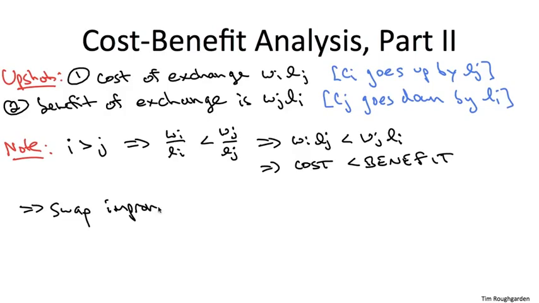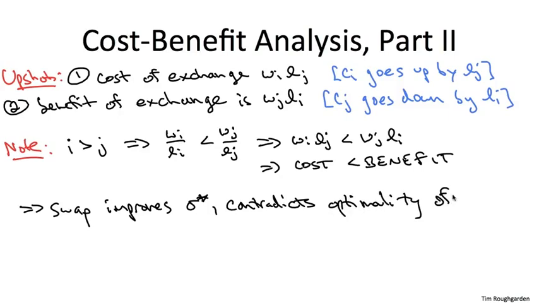So what does it mean that the benefit of the swap outweighs the cost? It means that if we take sigma star, this purportedly optimal solution, and we invert the jobs i and j, we get a schedule with an even better weighted sum of completion times. But that is nuts. That's absurd. Sigma star was supposed to be optimal. So here's our contradiction. That completes the proof.